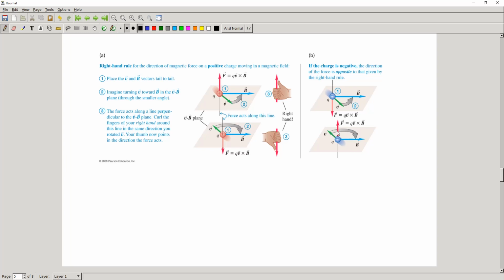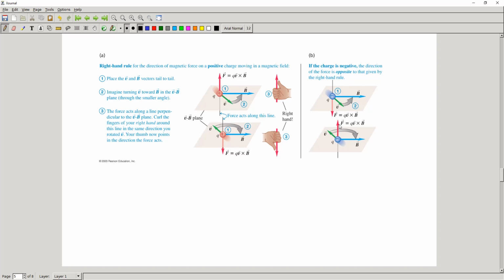Same thing here. Your fingers will curl in this direction. Your hand will be on V. Your fingers will curl towards B. And so your thumb is going to be pointing downward. But you have a minus sign here, so instead of the downward direction, you pick the upward direction. Okay, so it always works that way, and this is always going to give us our direction for our force due to the magnetic field on a moving charged particle.